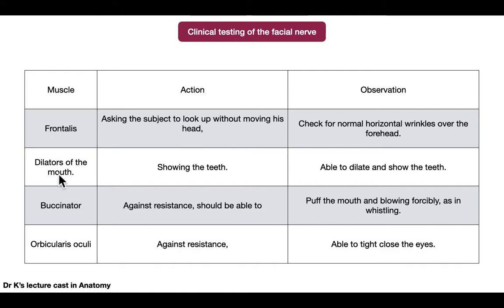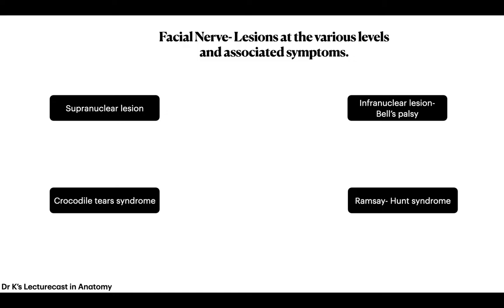Okay, so you saw frontalis means there should be normal horizontal wrinkles over the forehead. Dilators of the mouth, they should be able to open their mouth and show the teeth. Buccinator, the whistling action should be performed. And orbicularis oculi, the subject should be able to tightly close the eyes against resistance.